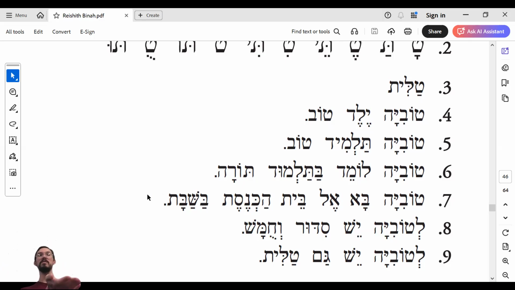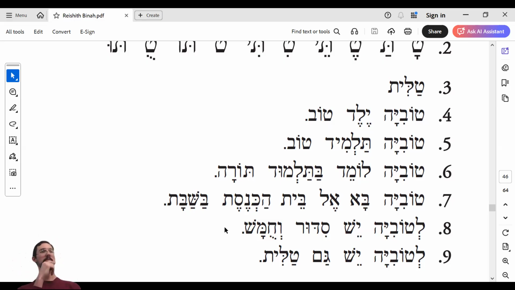Awesome. Good job. So Tovia is coming to where? Beit Knesset, do you remember what it is? Beit Knesset, the synagogue. And Shabbat means on the Sabbath. Yes, good job. Tovia is coming to synagogue on the Sabbath.